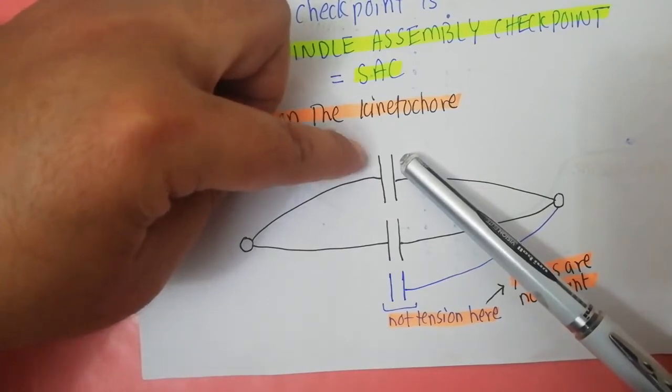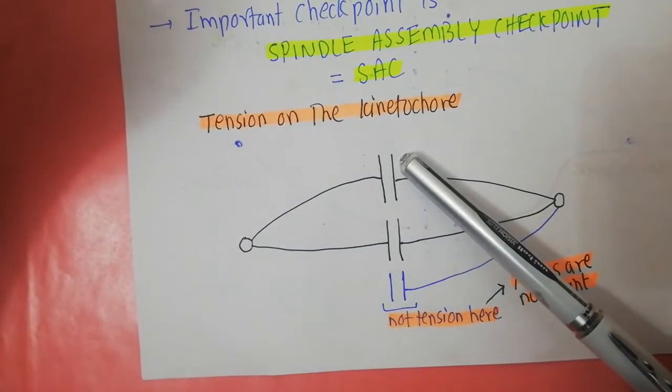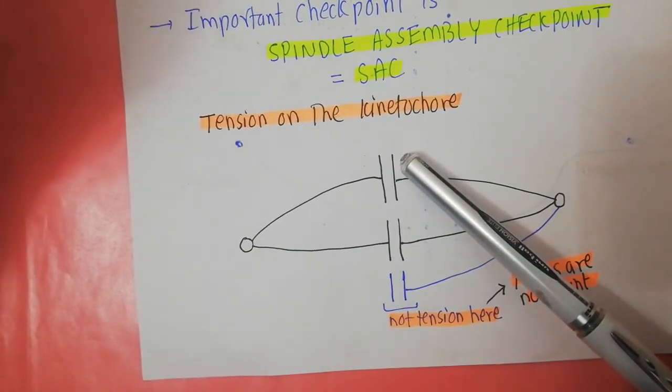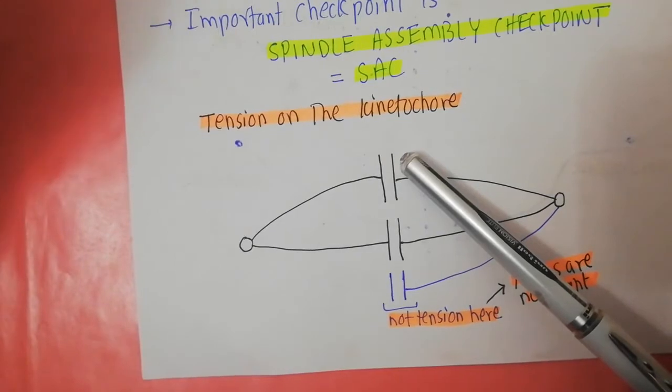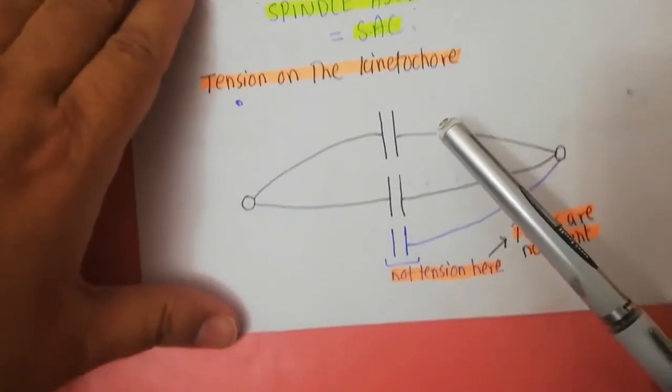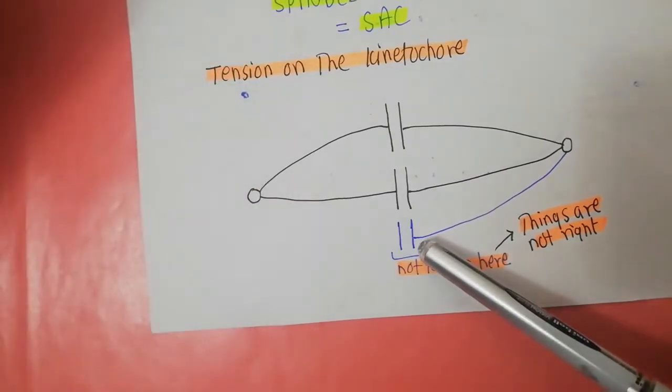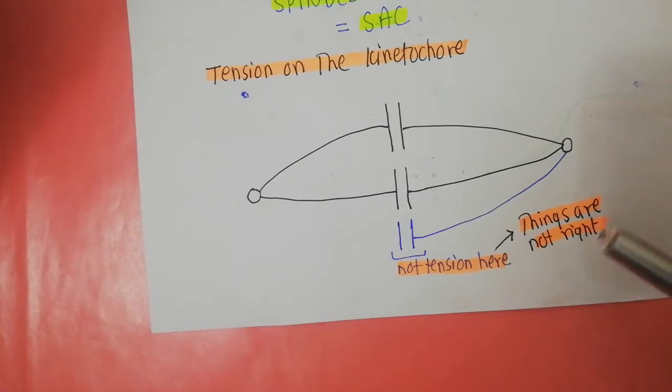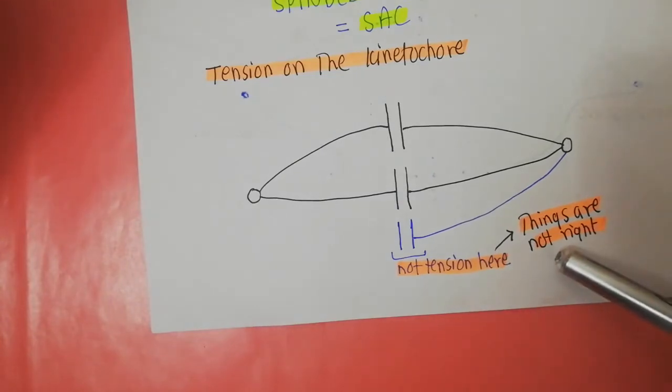Now, if this tension is felt on all of the pairs of the sister chromatids, I am emphasizing this, on all of the pairs of the sister chromatids, that means that everything is okay. You can move into the anaphase of the cell cycle. But if this tension is not felt on even a single pair of the sister chromatids, that means that things are not right, and you cannot allow the cell to move from the metaphase into the anaphase.